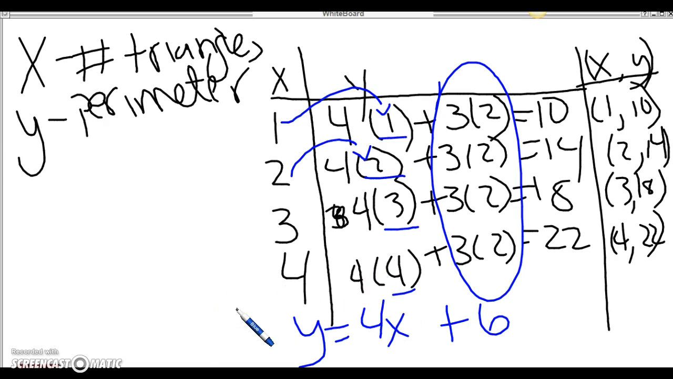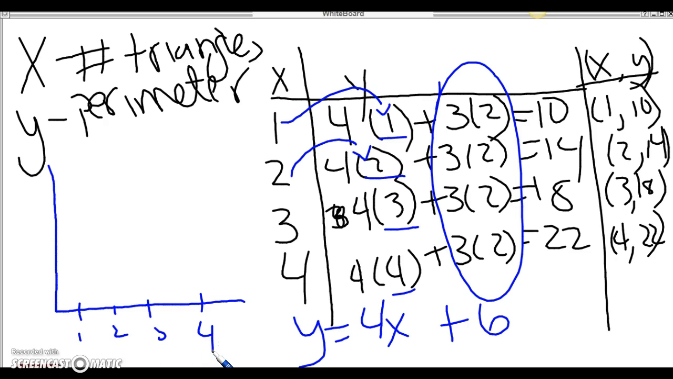Okay, and then last but not least, they want me to graph it. So again, I have my x values here, 1, 2, 3, 4. And then my y values, let's do it by 5, 10, 15, 20. So my first one is at (1, 10), which is about right here. The next one is at (2, 14), so that's right below my 15, which is about right there. (3, 18), which is below 20. And then (4, 22), which is above. And as you can see, it has that line shape because it's a linear function. I hope this helps.